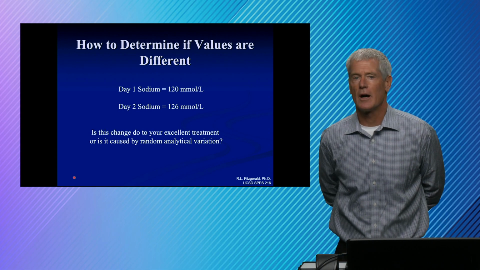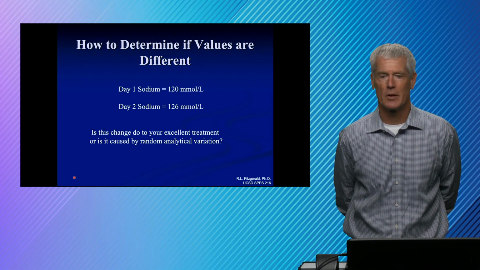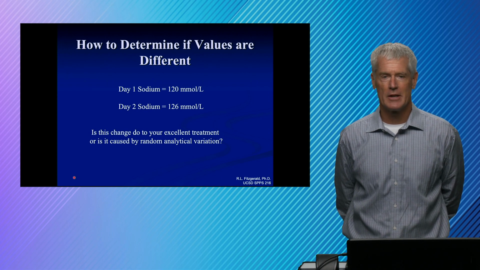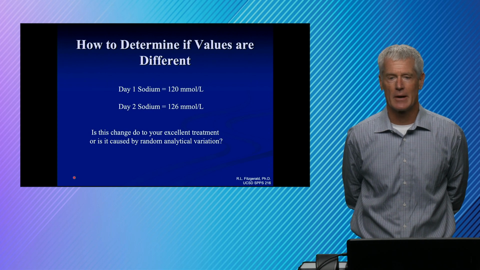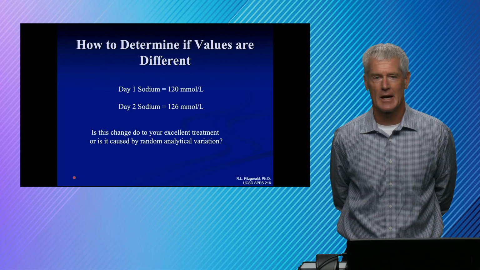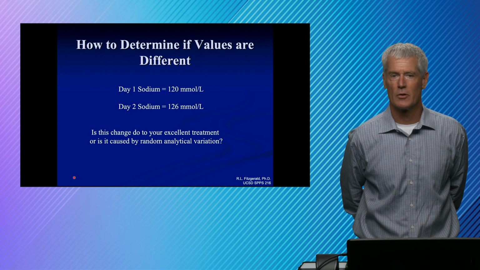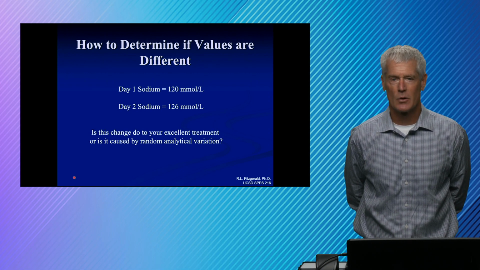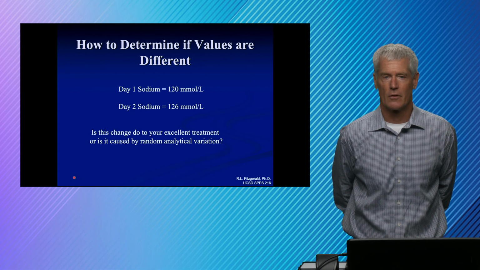For example, you're taking care of a patient, and on day one, their sodium is 120 millimoles per liter. They're hyponatremic, and on day two, you've done some intervention, and you want to see if they're getting better. So you measure their sodium again, and on day two, it's now 126. The normal range for sodium is 135 to 145. So it seems like it's headed in the right direction, but that could also be due to analytical variation.